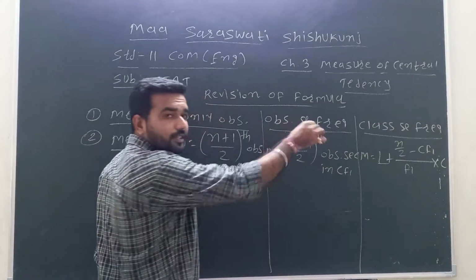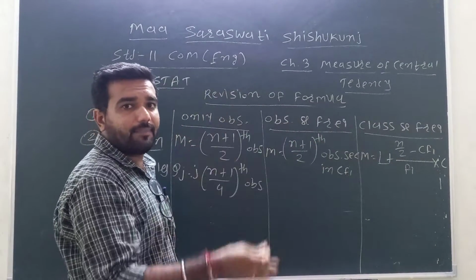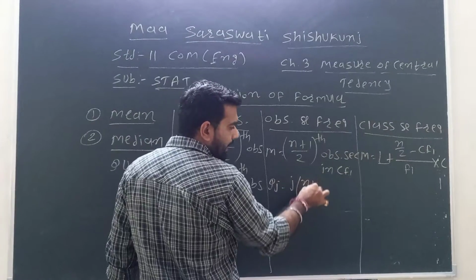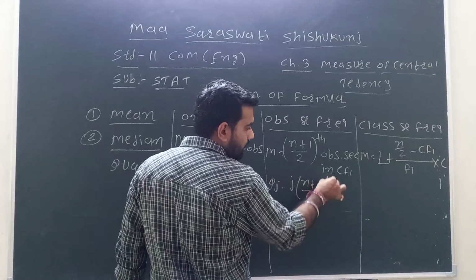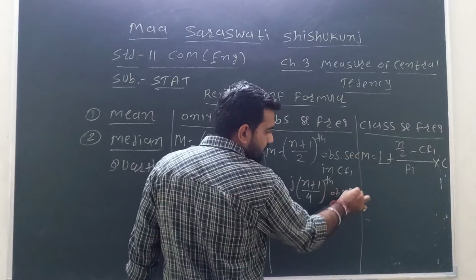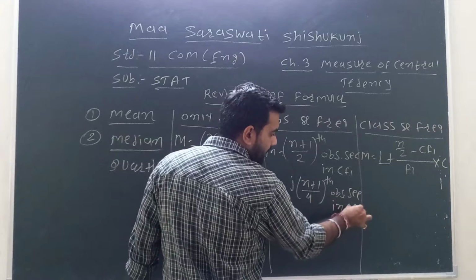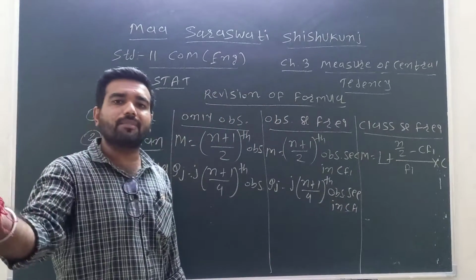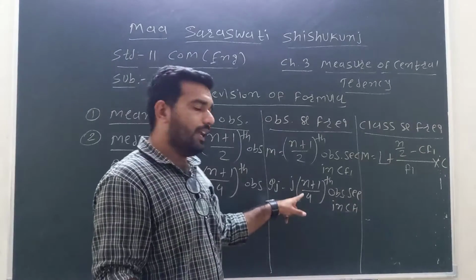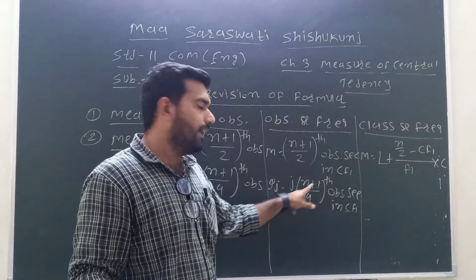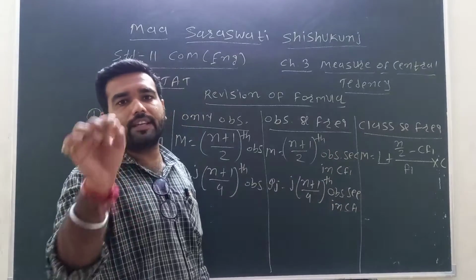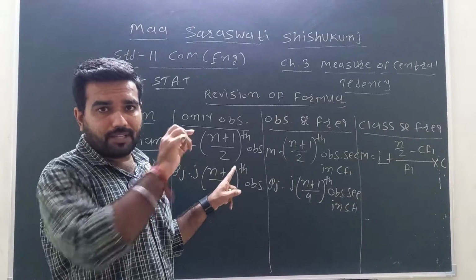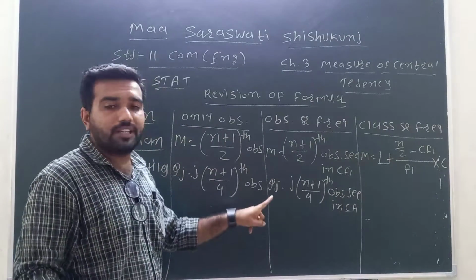Next, when observation and frequency are given, meaning xi and fi are given, then Qj is equal to j in bracket (n plus 1) by 4th observation, C in CFi. So we have xi, fi, and the next column is CFi, the cumulative frequency. Suppose Q3: 3 in bracket (n plus 1) by 4th observation, C in CFi. But first we arrange the data in ascending order, then after that we apply this formula.